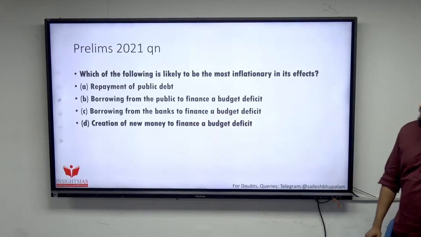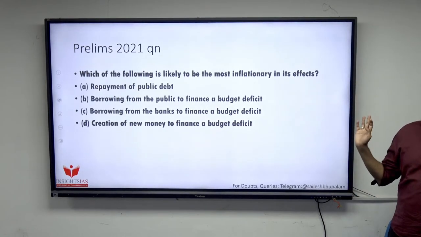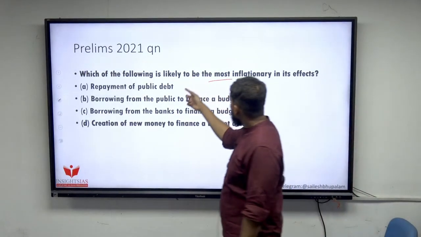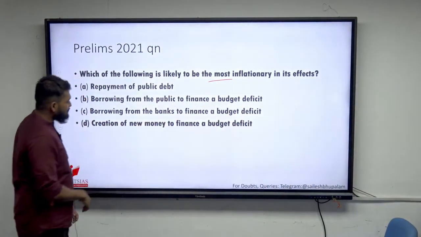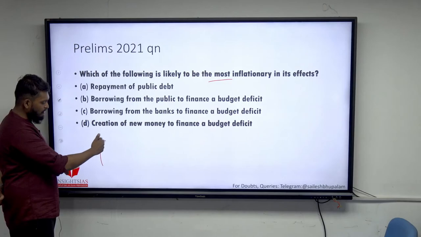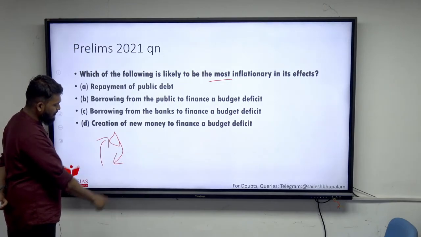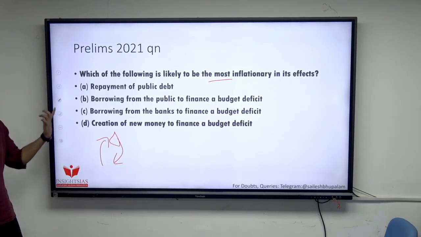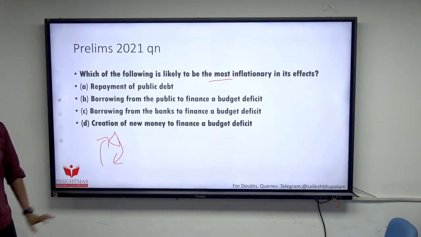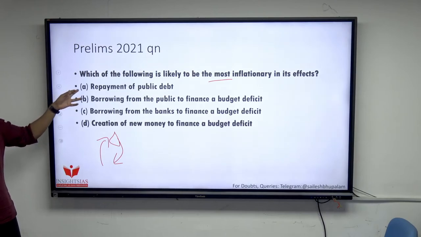Look at this question. Which of the following is likely to be most inflationary in its effect? The question is most. Repayment of public debt. Government has taken loans from people, now they will pay back this money to people. It may create inflation or it may not create inflation. Probably, we don't know, maybe it will not create, it is not very high.